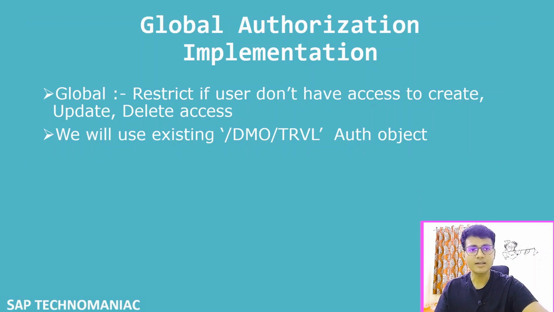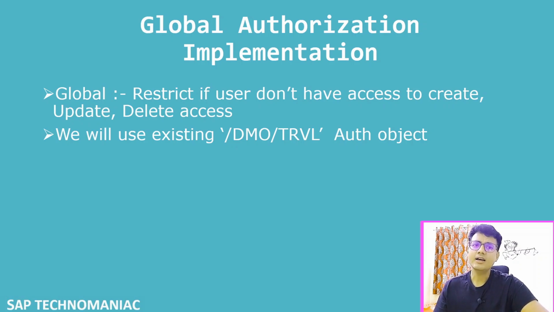We will check that the user has access to create, update and delete the travel entity, booking entity and booking supplement entity or not. For this purpose, we will use an existing authorization object available in the demo environment, /demo/erbl.